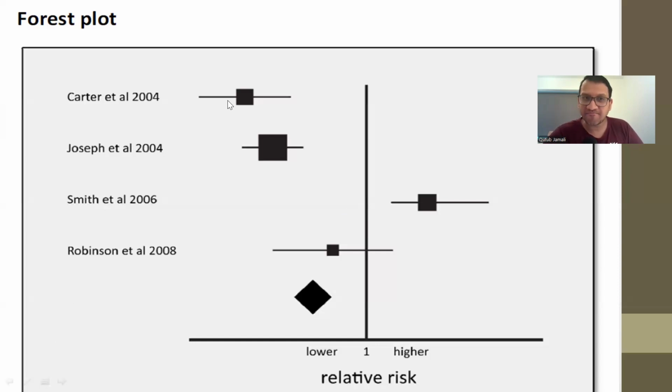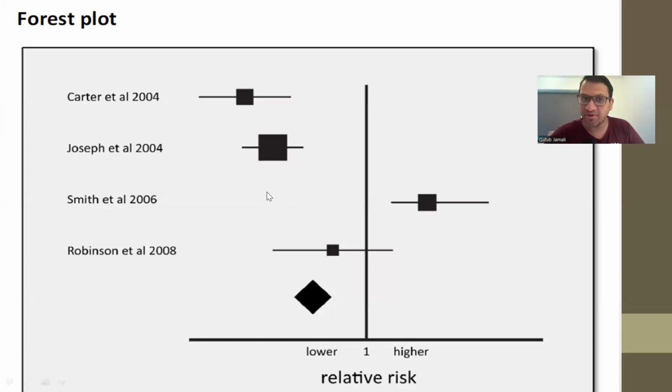Now you're seeing this line with a square in the middle everywhere. If the line is crossing the value of no effect, it means that the data in that particular study is statistically insignificant, because the line has crossed the value of no effect. But if you look at the other studies, it has not. So there are two studies where the relative risk was lower and one where the relative risk was high. Okay, so that is what it shows here.